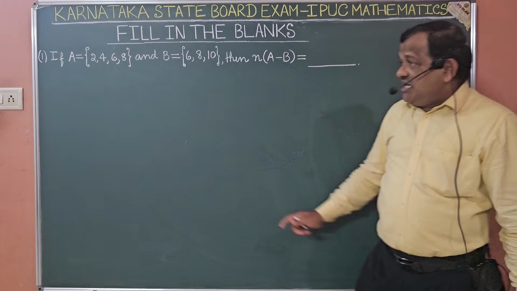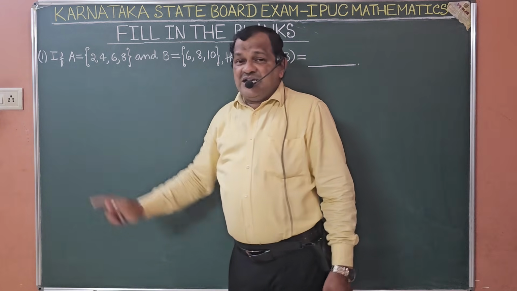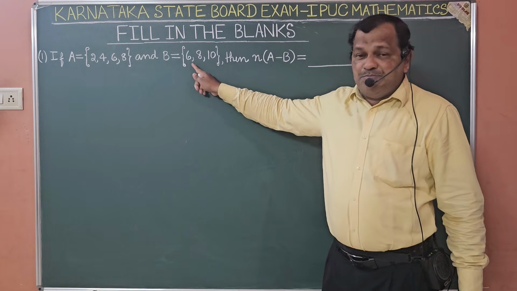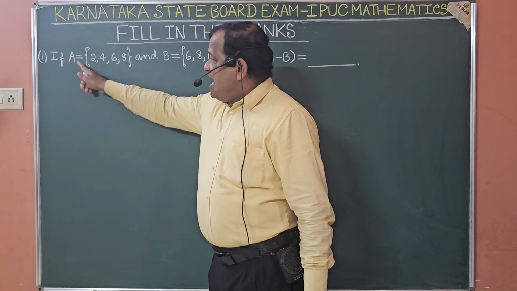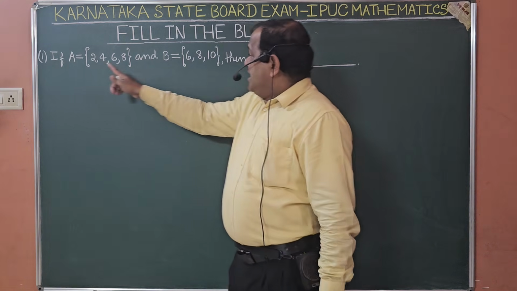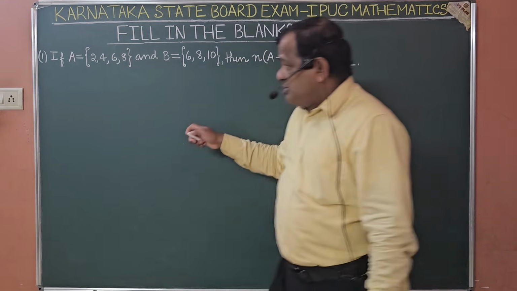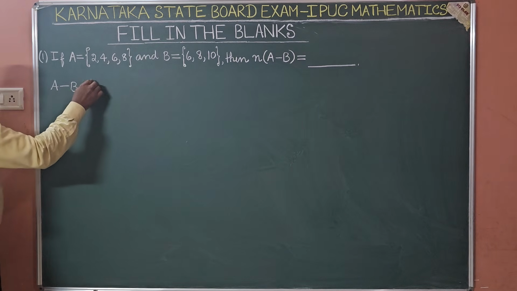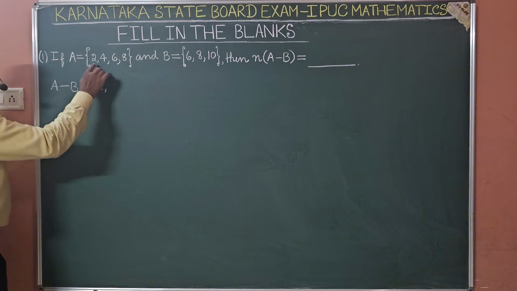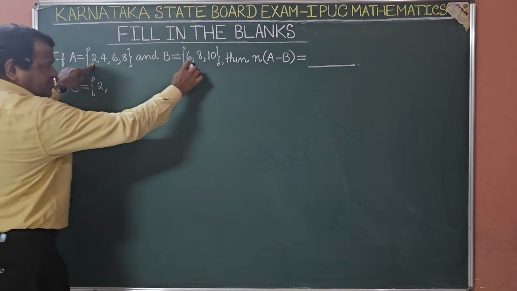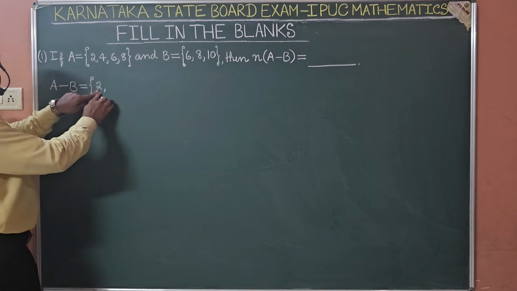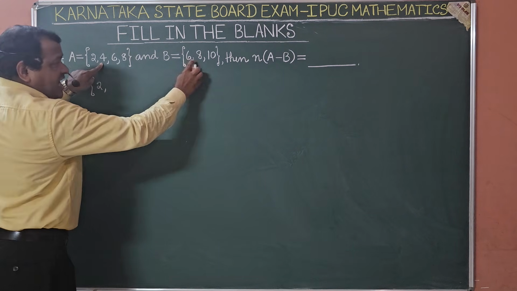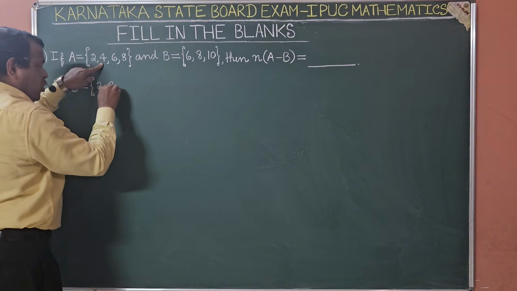Set A minus B contains those elements of the set A which do not belong to the set B. For example, set A contains first element 2. Yes, it doesn't belong to B. Therefore, I should write set A minus B is equal to first element 2. 2 present in A, not present in B. Hence, I should write in A minus B. Second element in set A, 4. Present in A, not in B. So, I should write 4 here.